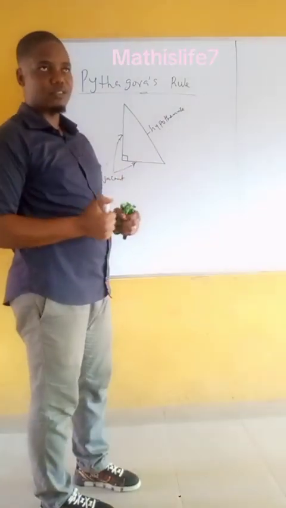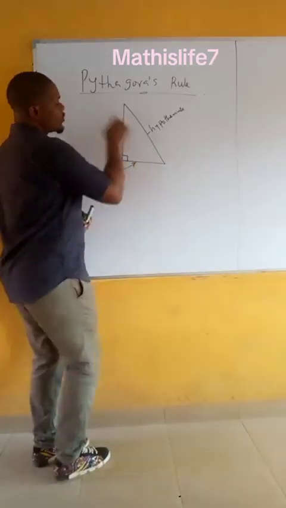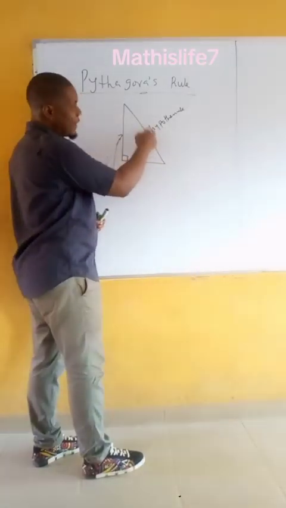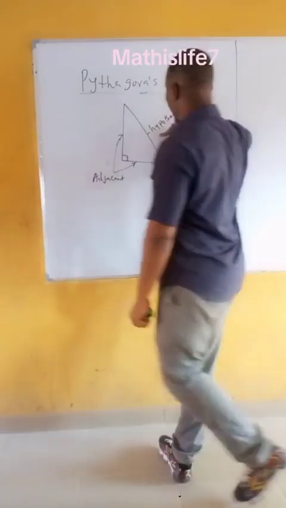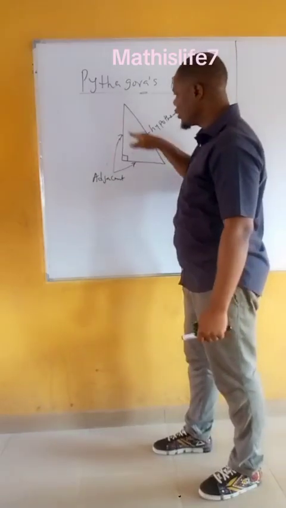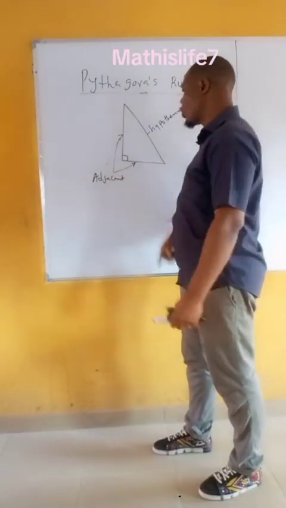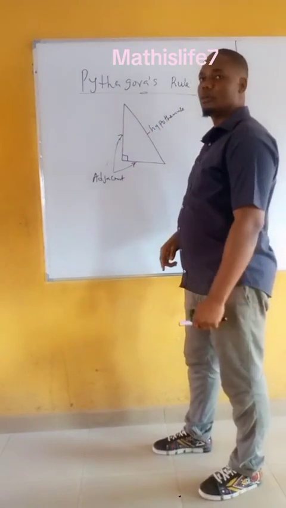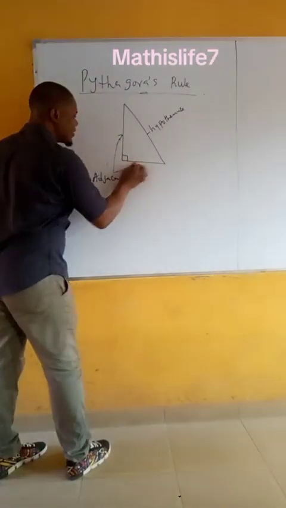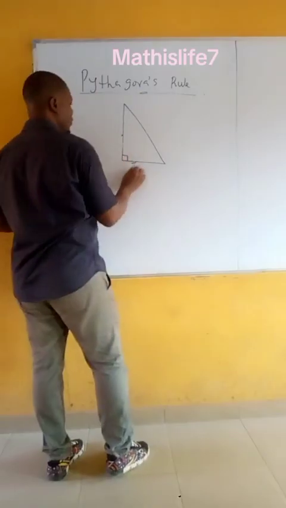What does the Pythagoras rule state? The Pythagoras rule states that the square on the hypotenuse, the square on this particular hypotenuse here, is equal to the sum, that is when you add these other two adjacent sides together. It's equal to the sum of the square on the other two sides. So, for instance, I have two adjacent sides and one hypotenuse.